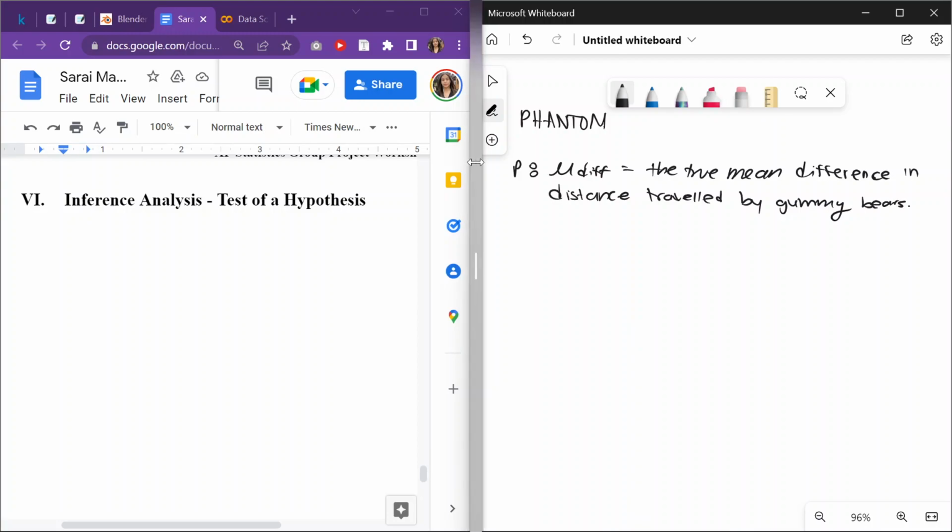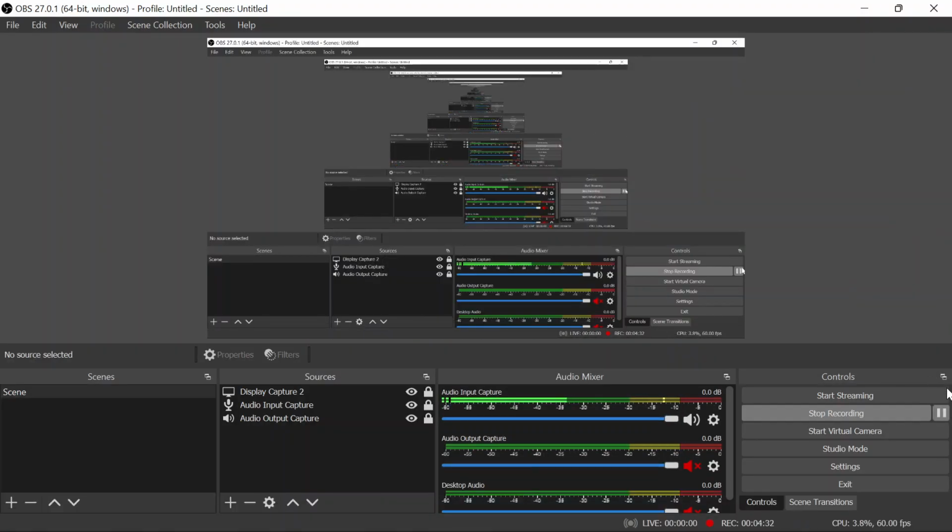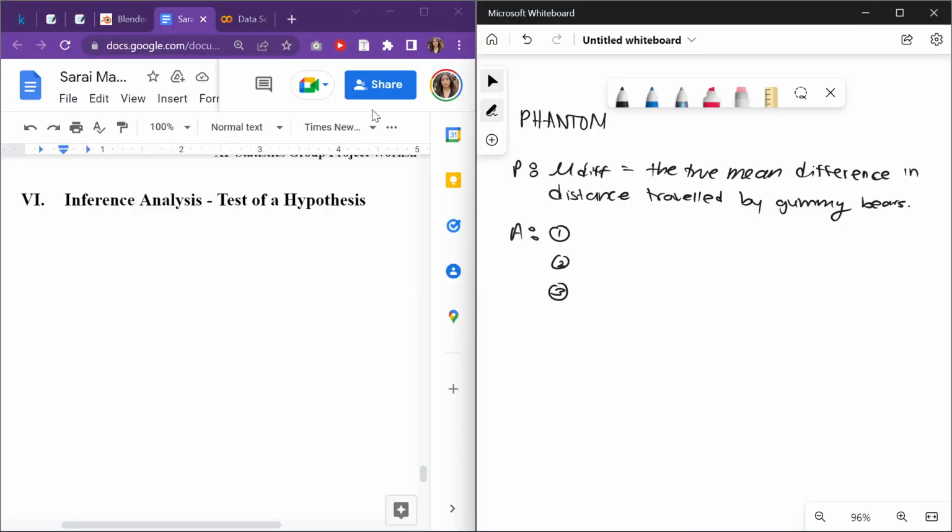And then A stands for the assumptions. The first one is random, second one is the 10% rule, and third is normality. The first condition is that the sample is random. I know that it's random because I took a simple random sample of 30 gummy bears, or at least the mean difference column is generated from a simple random sample of 30 gummy bears. So that condition is checked.